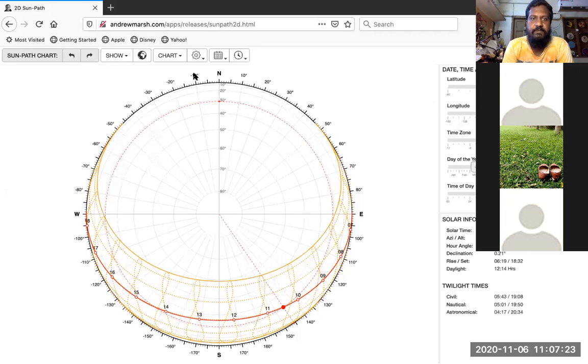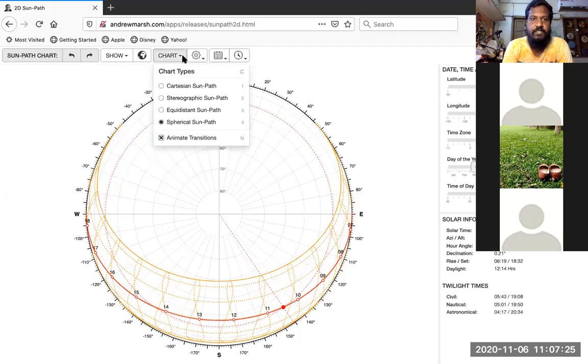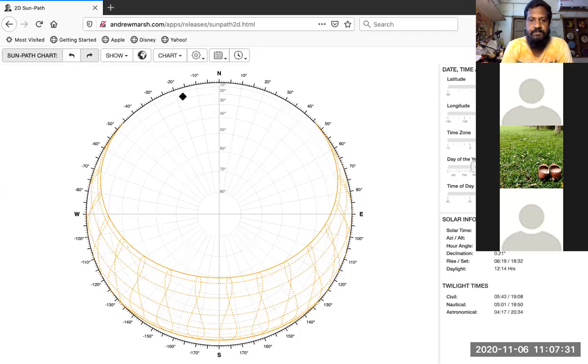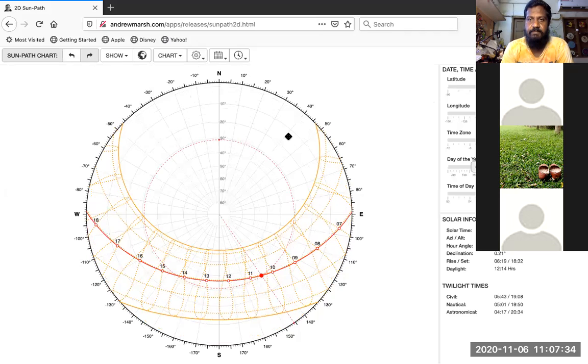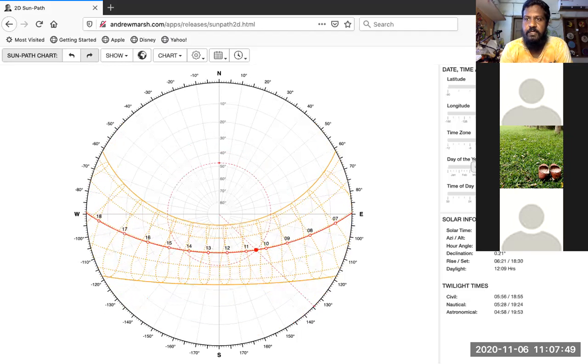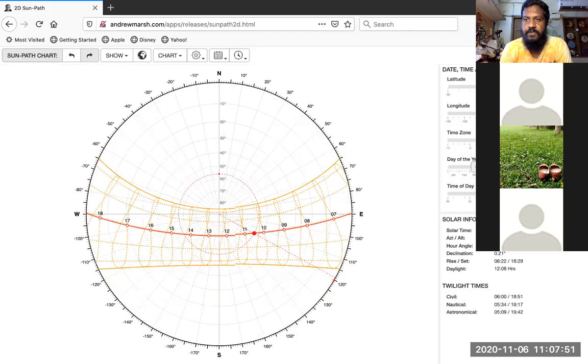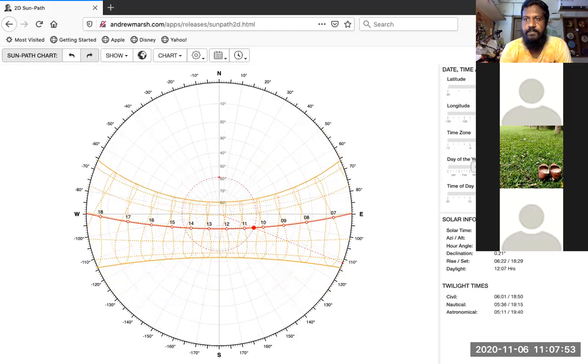In this, first we'll go to the chart. What are the different types of chart? Normally, for the sun path, we preferably take it from the stereographic sun path. This is what gives you the sun path, the stereographic chart. Now we'll set up a latitude and longitude to understand the location. For Chennai, my example, we fall under 13 degrees north latitude.